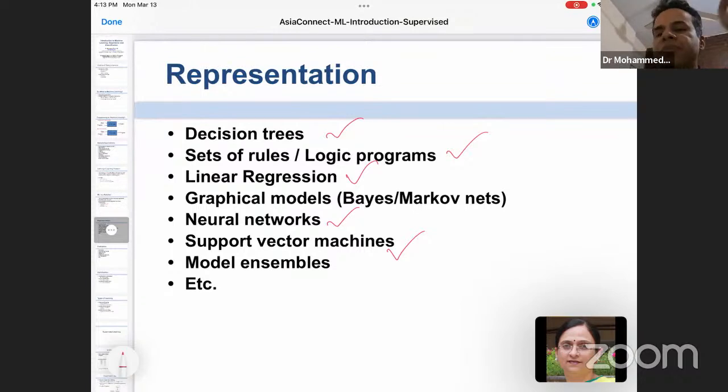Whether you choose neural networks, linear regression, decision tree or support vector machine will depend upon your task, what you need to do. It will also depend upon how much data you have. You cannot choose deep learning or a deep neural network if you have a small amount of data. I think you will learn these things as you go through this course.